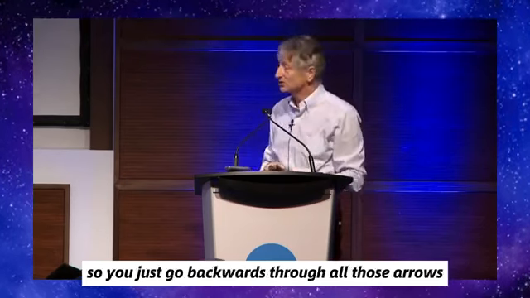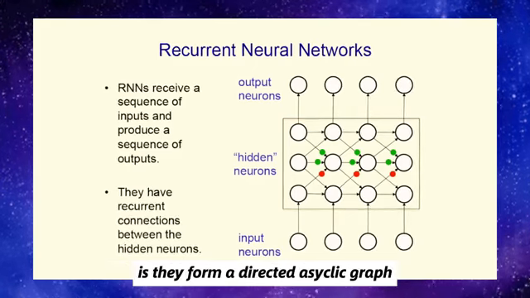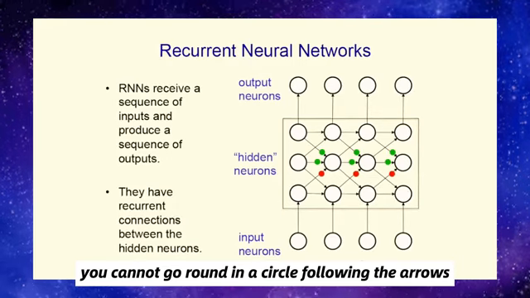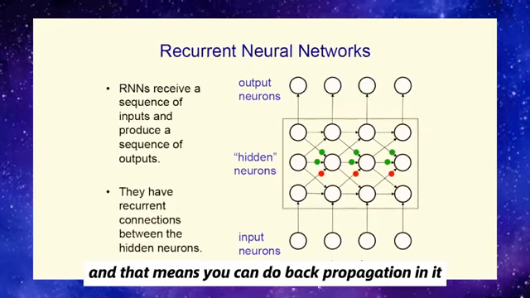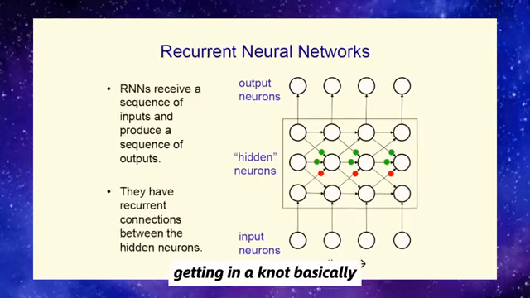So you just go backwards through all those arrows. And one thing you'll notice about those arrows is they form a directed acyclic graph. That is, you cannot go round in a circle following the arrows. And that means you can do backpropagation in it. You can go backwards without ever getting in a knot, basically.